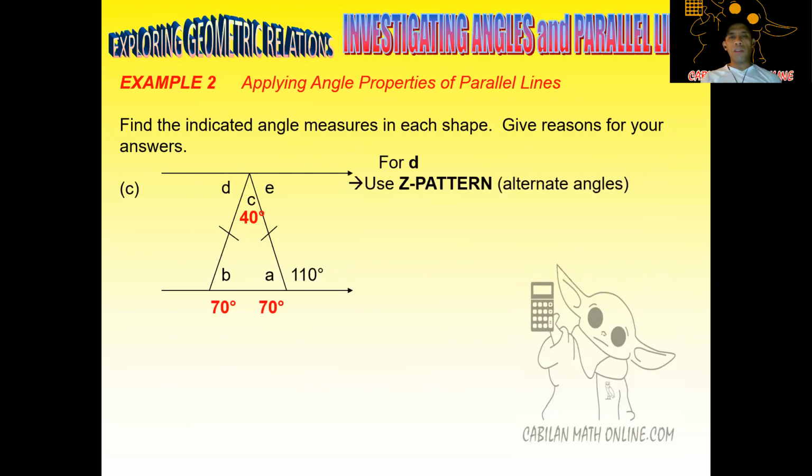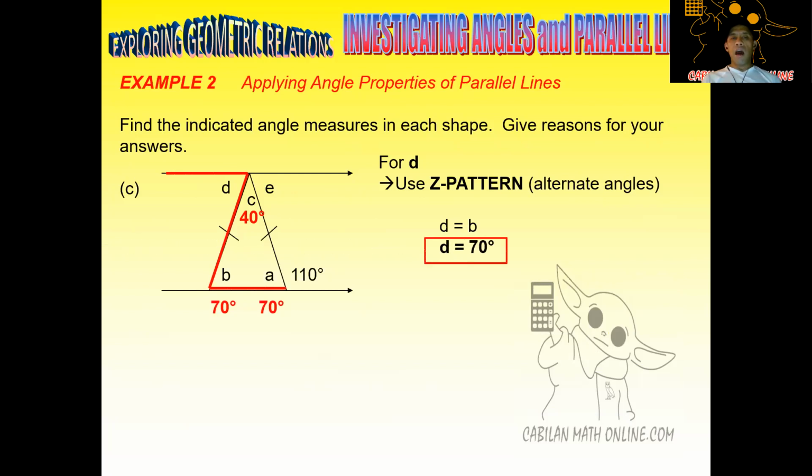The best way to do this is to use the Z pattern. When you see the Z pattern here, that tells us that D and B are alternate angles, which happen to have the same measure. So since angle D and angle B are the same, angle D would be 70 degrees. Again, this particular relationship only exists because the two lines above and below the triangle happen to be parallel. All right, so that's the last one there.